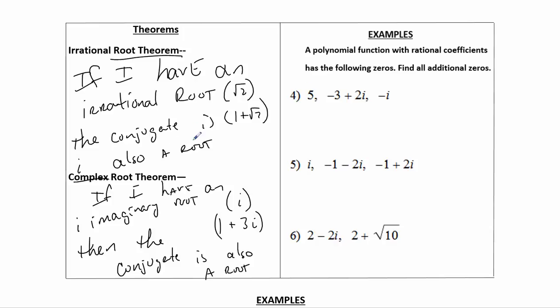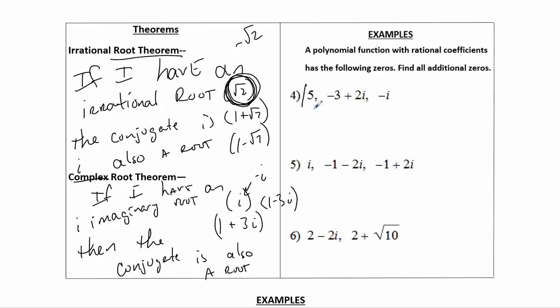Conjugates are just saying that I take the opposite. So this is the square root of 2 up here. That means the conjugate is negative square root of 2. All we're doing is going to where the square root is and changing the sign in front of it. So this is 1 plus the square root of 7. The conjugate is 1 minus the square root of 7. That's the conjugate. So this one here, this is i. The conjugate is negative i. 1 plus 3i, 1 minus 3i. Again, we go to just the imaginary or irrational part and change the sign in front. So let's go to some examples here.